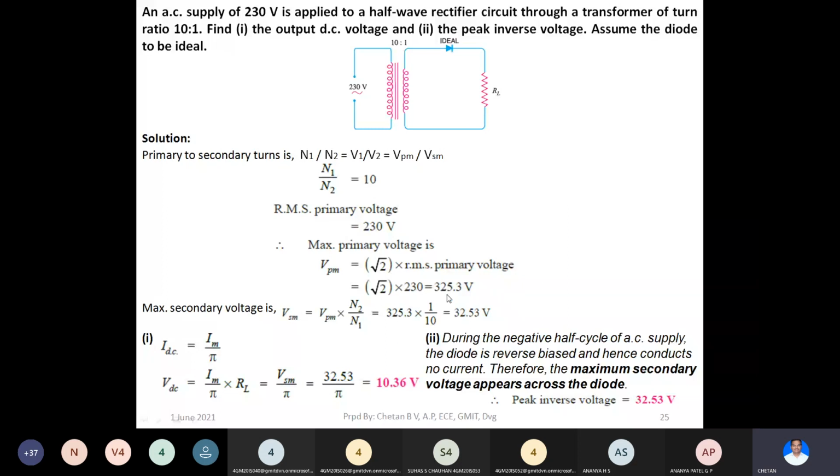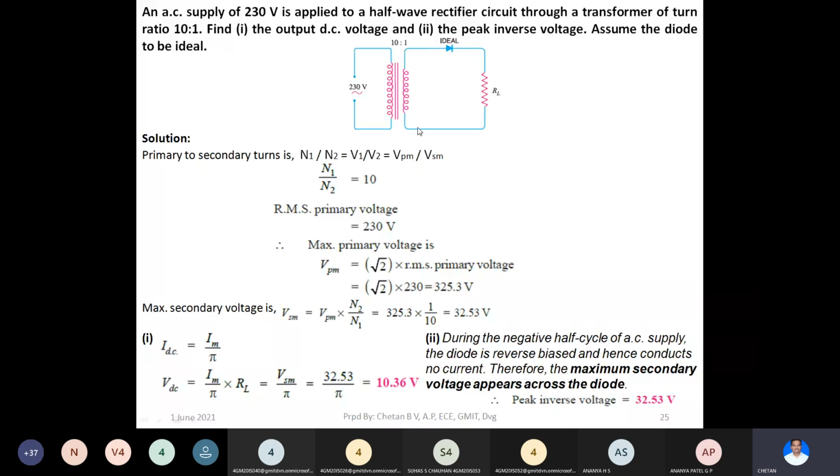After getting VPM value, you have to find out VSM value. So VSM from this ratio will be equal to VPM into N2 by N1. So what is VPM? It is 325.3 into turns ratio. N1 by N2 is 10, so N2 by N1 will be 1 by 10. So this is 32.53 volt. This is the maximum voltage across this secondary. So using this, you have to consider VSM as input for your diode. You have to find out the remaining parameters.